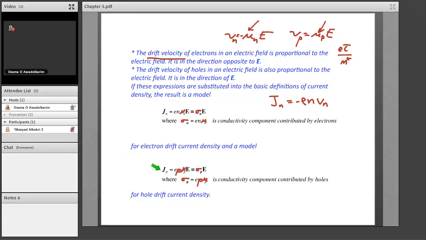So the drift current of holes is e times p, where p is the density of free holes in the valence band, times mu p, which is the mobility of holes, times E, which is equal to sigma p times E. Now sigma p is the conductivity component contributed by holes. So we have conductivity from holes and conductivity from electrons. Okay, so this is again Jp, the drift current density by holes.